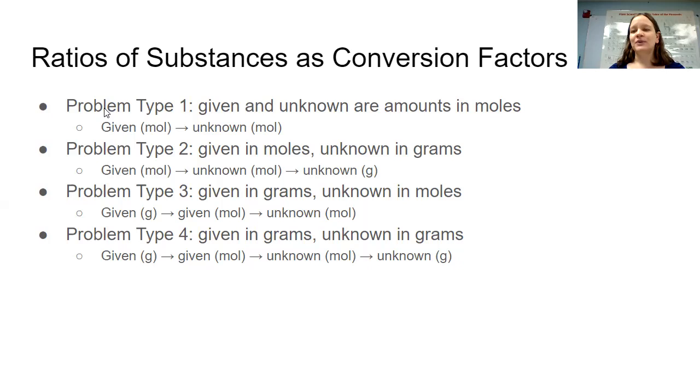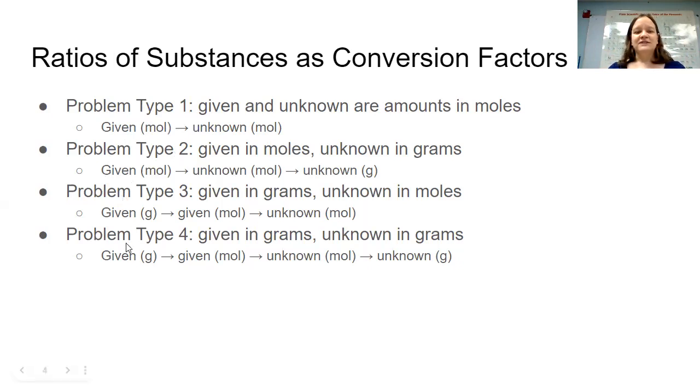The first type is the simplest, where you're given something in moles, and then you use that to calculate one of your other substances. How many moles would there be? So we're going to use what's called a mole ratio. I'll talk about that more in a second. That one's going to be your best friend. You really need to know the mole ratio.